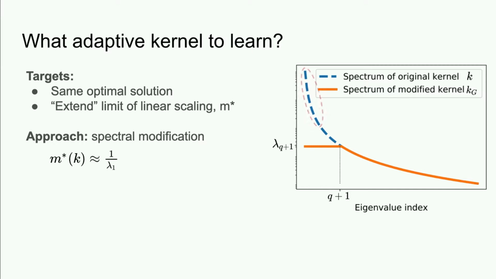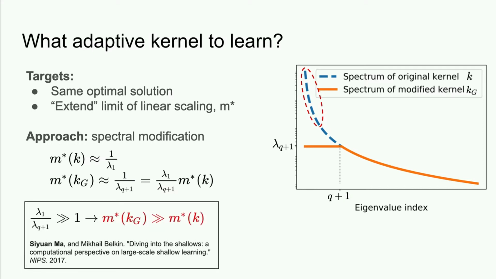And by doing so, the new kernel will have a different corresponding limit of linear scaling, which is just 1 over lambda q plus 1. And it implies a direct increase of the m star by a factor of lambda 1 over lambda q plus 1. So in the older paper by our group, we show that this lambda 1 over lambda q plus 1 can be super polynomial in regard to q. So it's huge. With a few tens of q, this eigenspectrum flattening can give you a few thousand times increase in the largest mini batch size you can achieve.